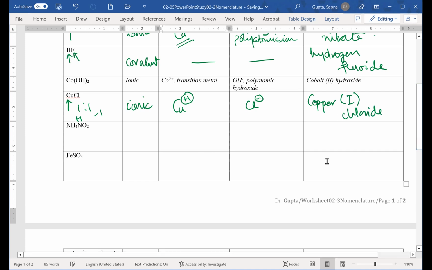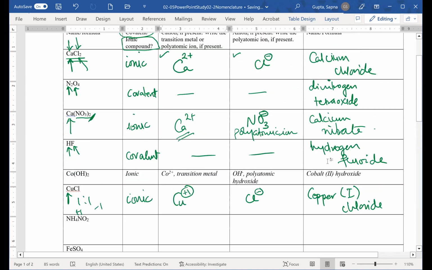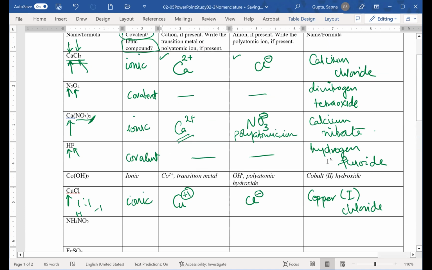Now you can see that nowhere in the metals have I said that anything is dichloride or anything like that. Calcium chloride is just calcium chloride. It's not dichloride, okay? Because that's how the nomenclature rules are.